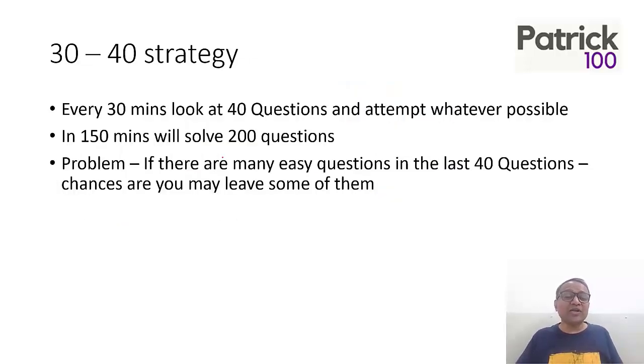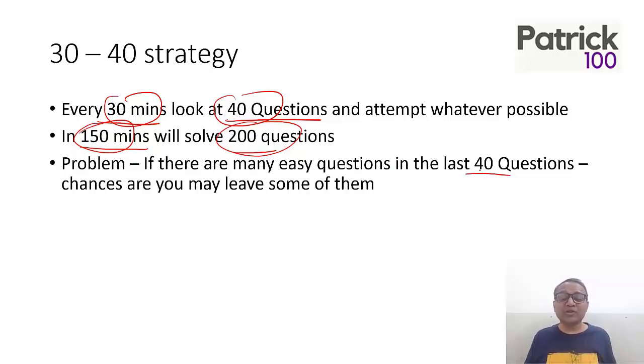There's also the 30-40 strategy, where in every 30 minutes you try to solve 40 questions. But it is not recommended when the paper is section-wise, with quant altogether and verbal altogether. Anyway, try it out; there's no harm in trying, and you'll learn from it. If every 30 minutes you solve 40 questions, then in 150 minutes you will solve 200 questions. The problem is that in the last 40 questions, if you have many easy questions, you may not have time to solve all of them. Then it becomes an issue.